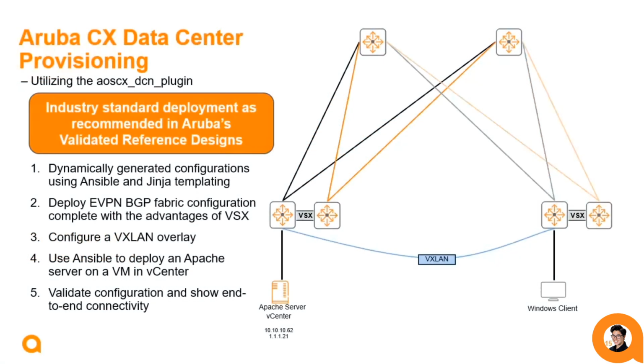In this demonstration, I'll show you how you can use this project to provision an entire data center fabric based on one of Aruba's validated reference designs for a spine leaf topology. Here, I have six devices, all AOS-CX 8325s, and I'll prove the fabric connectivity through a Windows client reaching an Apache server that I've connected to each leaf respectively. So let's see it in action.